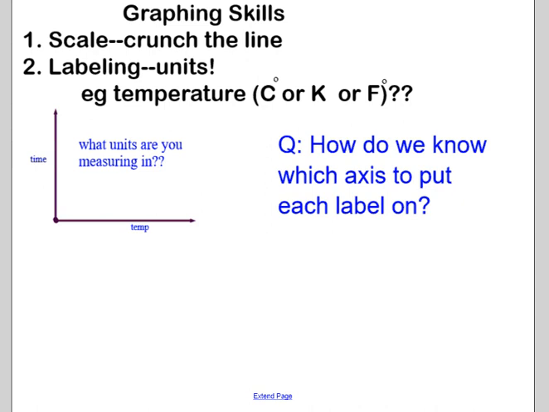The next thing that's really important is labeling and units. First off, axes need to be labeled. You have to say what it is you're measuring. Secondly, we have to have units. For example, if I'm measuring temperature, am I measuring my temperature in degrees Celsius, degrees Fahrenheit, or in kelvins? Is my time measured in minutes, seconds, years? Both labels and units are going to be for marks when you hand in graphs for me. How do you know which axis to put each label on?